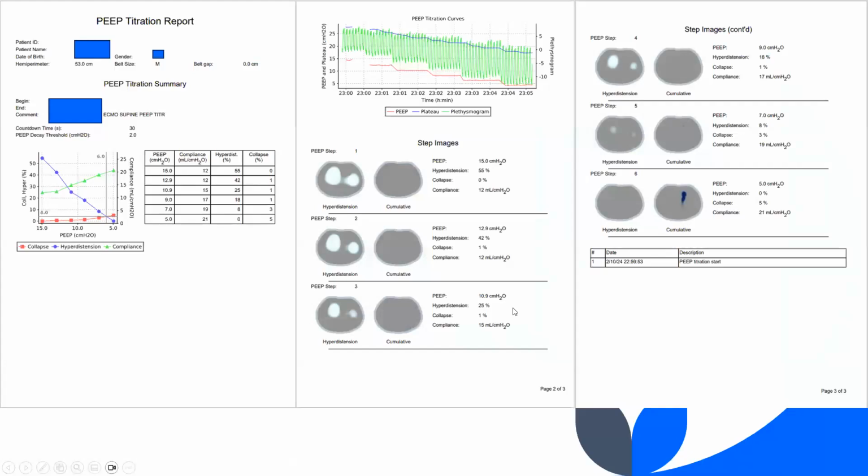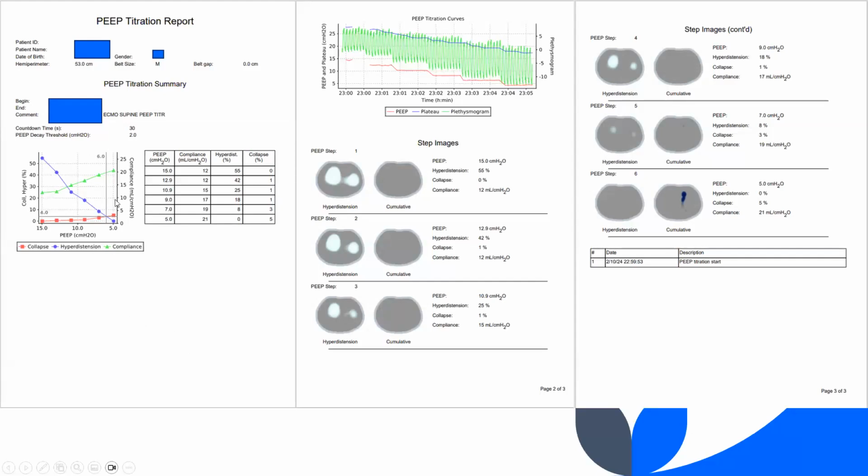So this is an image that I don't need you guys to necessarily look at what each of the numbers are, but this is a PEEP titration report. After we complete our PEEP titration, as I said, you set your higher PEEP to recruit the lungs, and then you perform each of your steps for 30 seconds, and you have your PEEP decay of 2 centimeters of water pressure for each step. But you're going to get 3 different things.